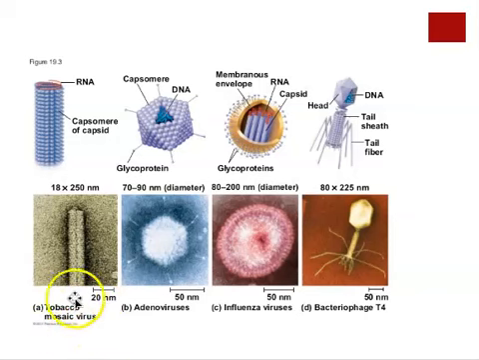The tobacco mosaic virus, which is a helical shaped virus. The adenovirus, which is an example of a polyhedral virus. You can see the spike proteins coming off. The influenza virus is shown, which is a spherical virus. And here is a bacteriophage. This one happens to be one called bacteriophage T4.